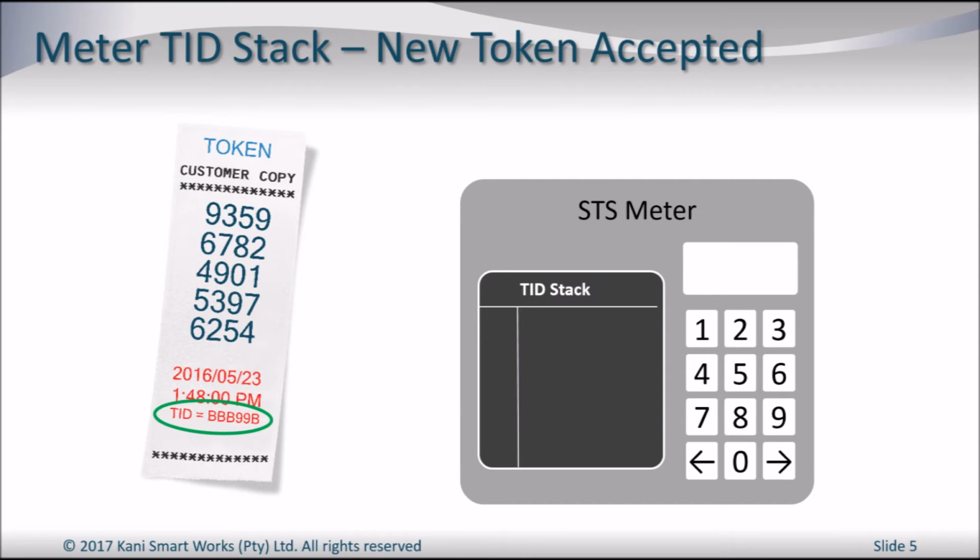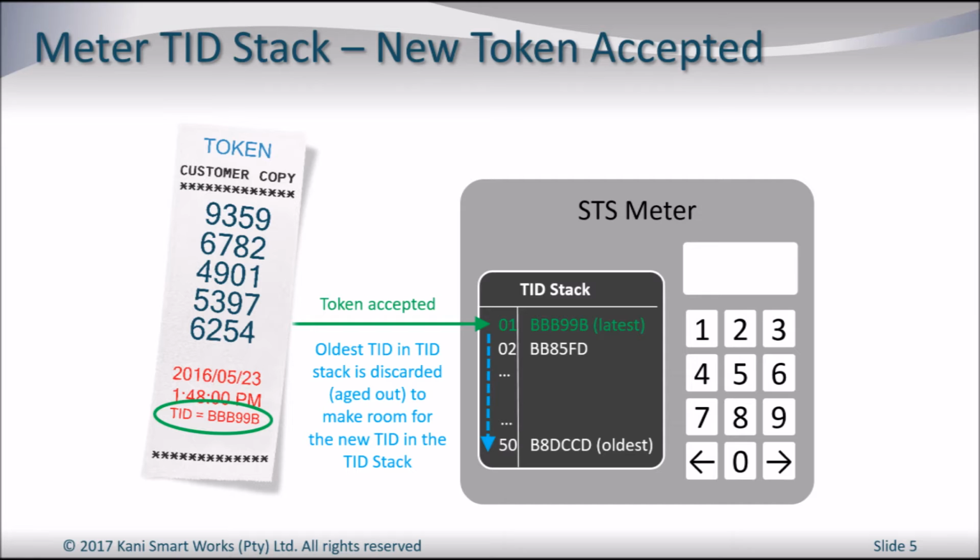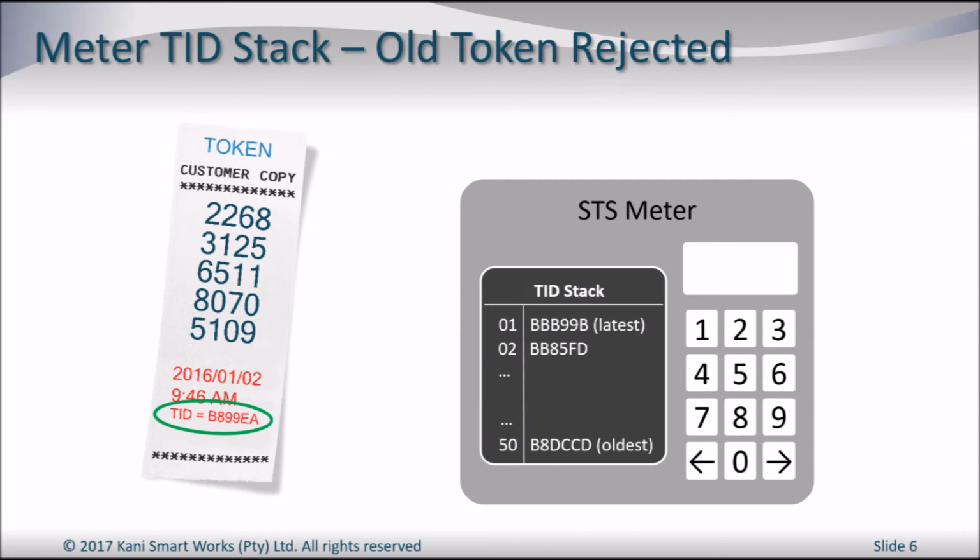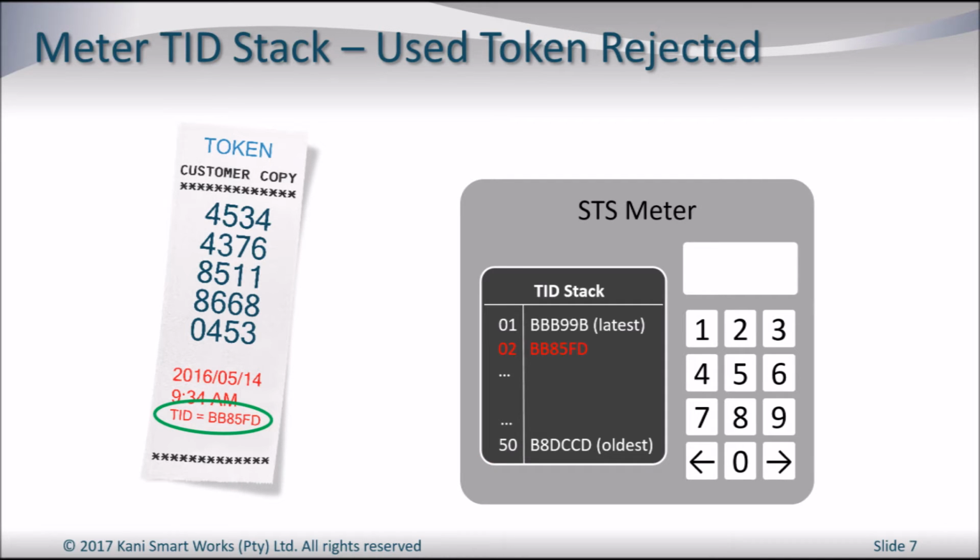Every token generated has a unique TID. When the token is accepted by the meter, that TID value is added to the TID stack, and the oldest TID value in the TID stack is aged out. If the consumer tries to enter a token which has a TID value older than the very oldest TID value in the TID stack, it will be rejected as being too old. If the consumer tries to enter a token which has already been used, that TID value will already exist in the TID stack of that meter and will be rejected as a duplicate.